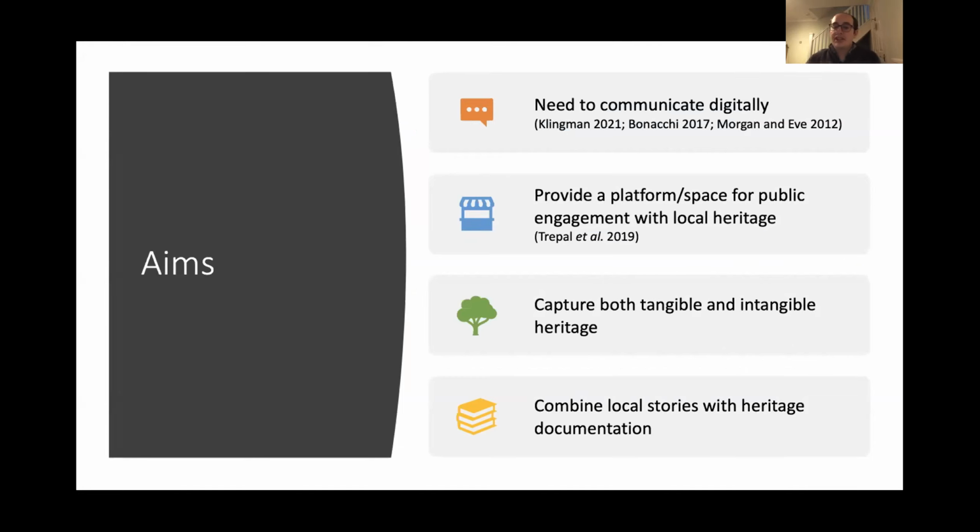So, what are the aims of my research? Morgan and Eve stated that as the world becomes more digital, we need to communicate with people likewise. As a result, we need to provide a platform, a space for people to actually engage with local heritage. We need to create an environment where people feel safe and can be part of a digital community.